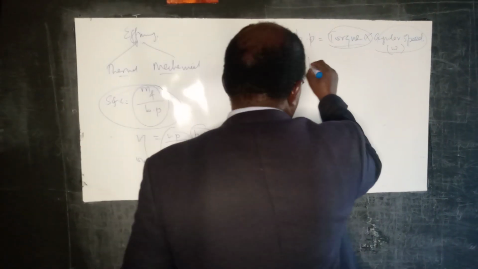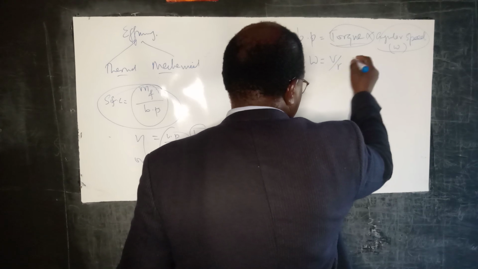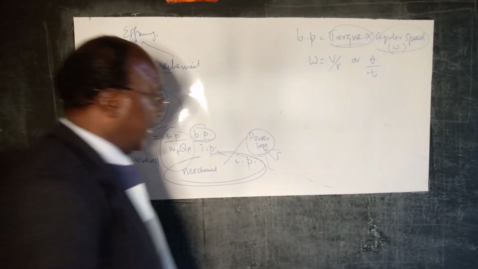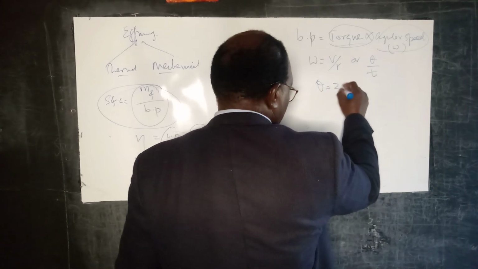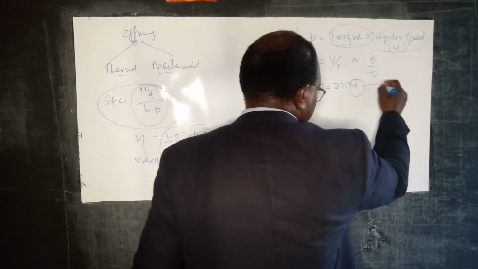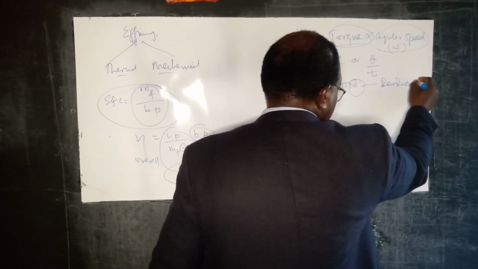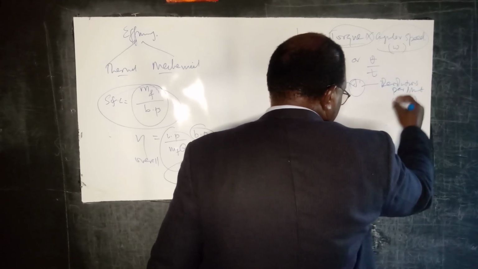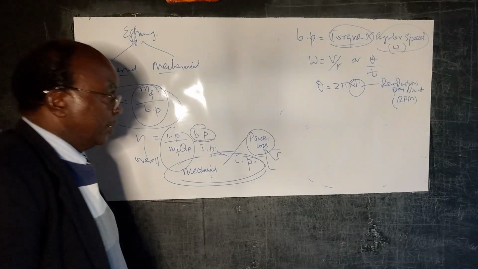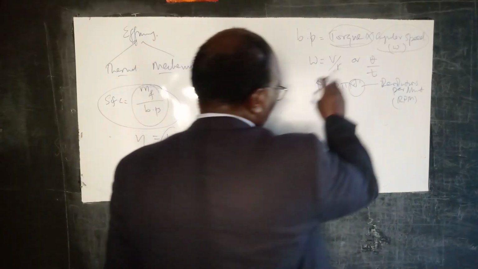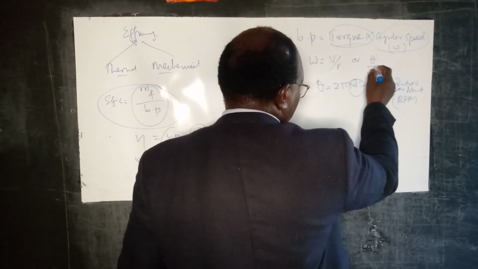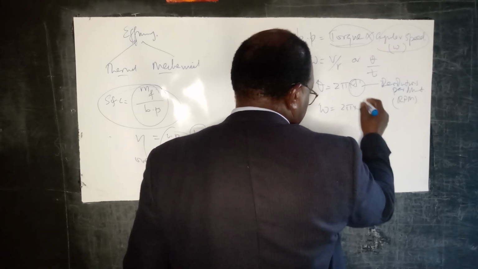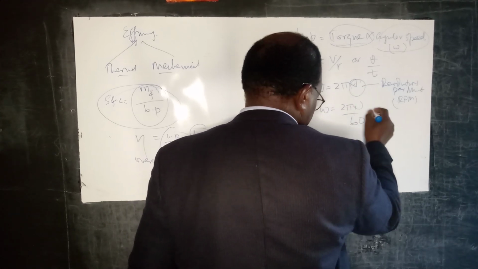And this omega, that's the angular speed, can be gotten as theta per t. And what's that theta? That theta is 2 pi n. What is n? That's the revolutions per minute, the RPM, or machine cycles per unit time. And so this angular speed, therefore, is 2 pi n over 60.